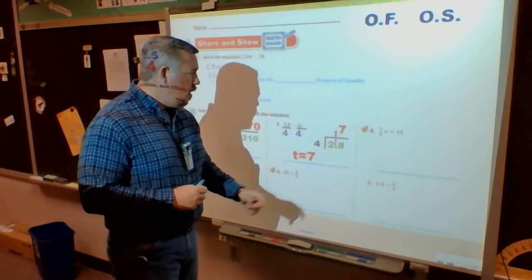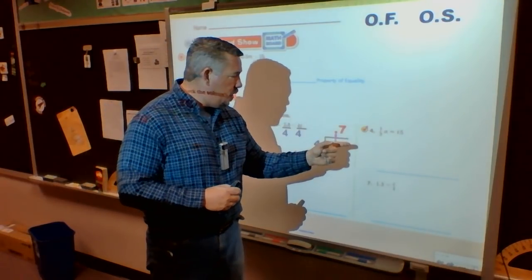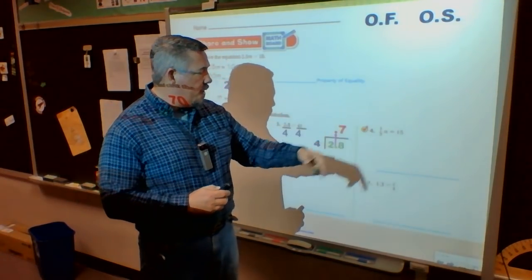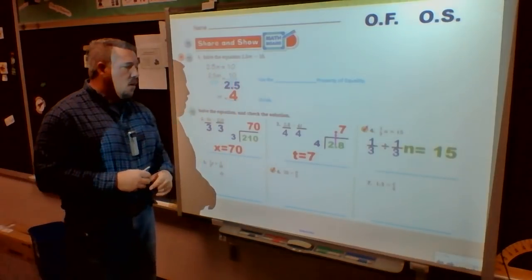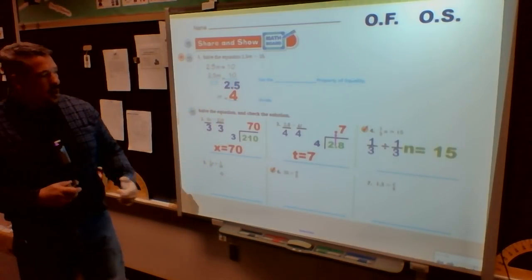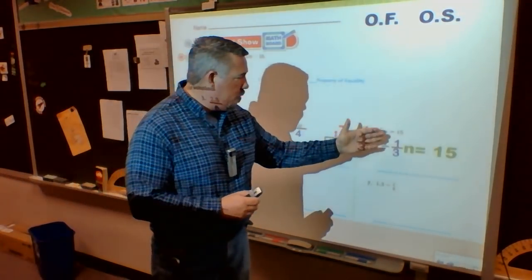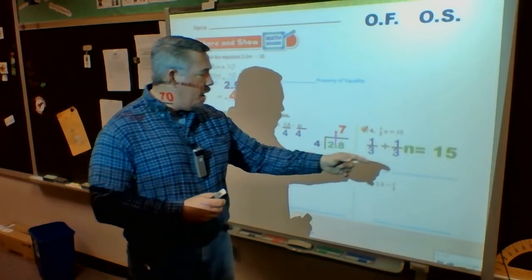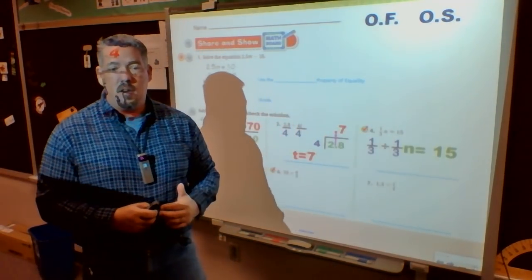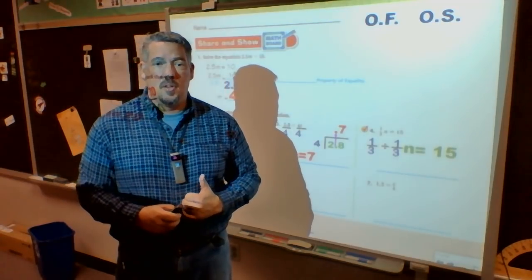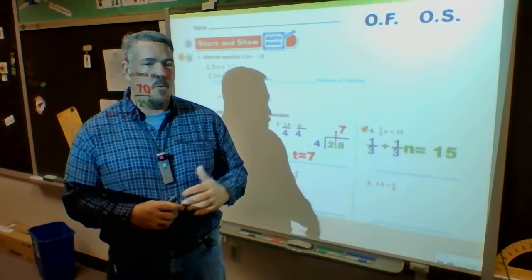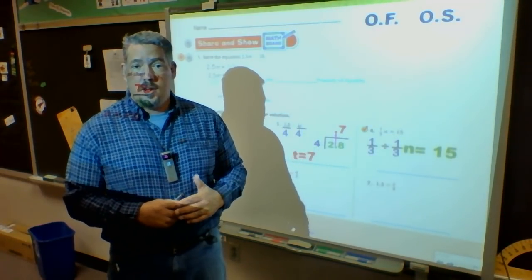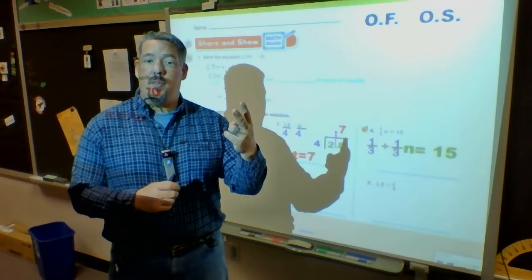Question 4, 1/3 times n equals 15. So 1/3, the opposite function, division. I'm going to divide 1/3 by 1/3. I leave my n, and that's equal to 15. So I'm doing my opposite function. But I got to do some math first before I go to the opposite side, because if I don't, then I have two math problems I have to change.